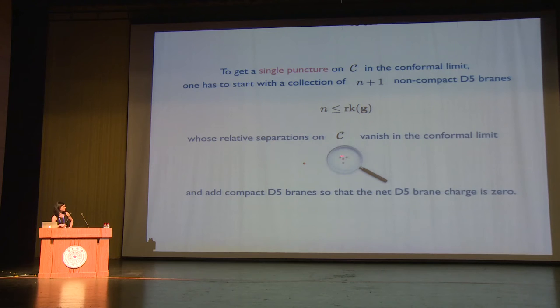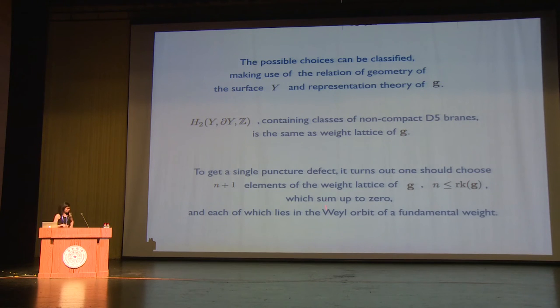whose relative separations will vanish in the conformal limit. You'll end up bringing the branes together. And moreover, we'll add compact D5 branes so that the net D5 brane charge on Y is zero. The possible choices can be classified using the relation between the geometry of the surface Y and the representation theory of G. For example, the second relative homology group that contains classes of non-compact D5 branes is the same as the weight lattice of G. So it turns out that to get a single puncture defect, you should choose n plus 1 elements of the weight lattice of G, which sum up to zero, and each of the weights you pick lies in a Weyl orbit of one of the rank G fundamental weights.